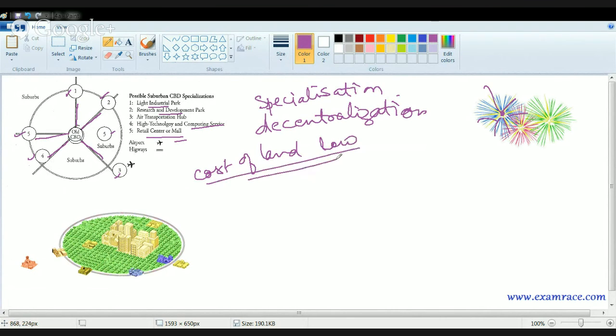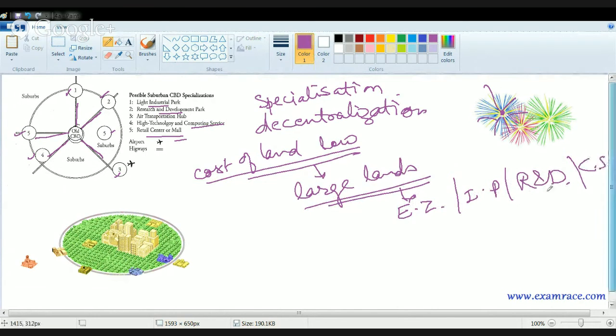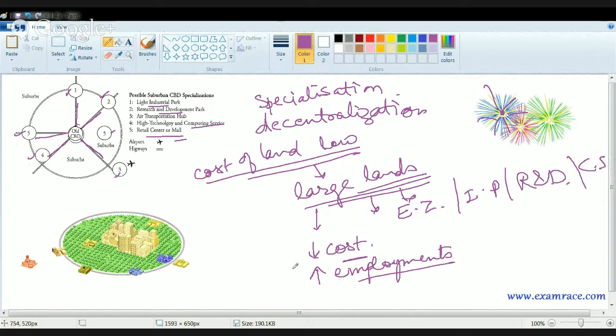Since the cost of land is low, you can acquire large lands, and these large lands can provide centers for economic zones, industrial parks, R&D facilities, computing services and so on. These large lands decrease your cost, and since your cost is less, you increase the employment opportunities here. So that was the basic concept of the galactic city model or the periphery city model.